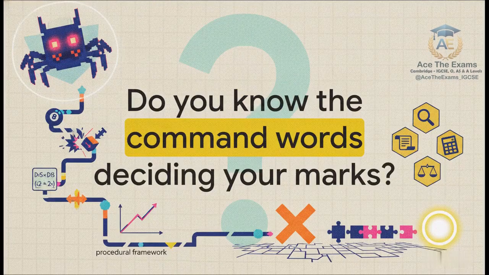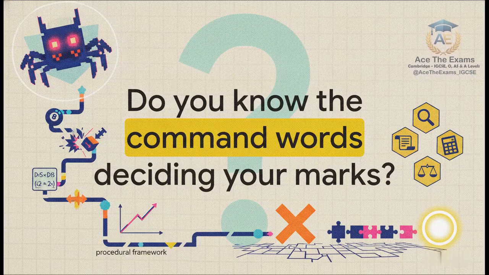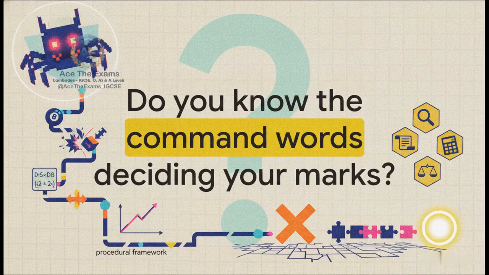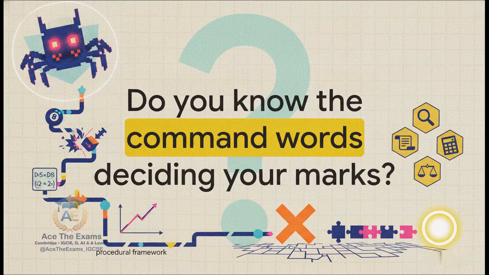So you've survived the 2D boss fights today. You know the vectors, you know the conservation rules, and you understand the method mark strategy. But here's the ultimate question to leave you with. Do you know the exact command words that actually decide your mark band? Because if you don't know the examiner's difference between state, explain, and evaluate, all that physics knowledge won't save your grade. Understanding command words is your absolute mandatory next survival step. So what do these words really demand from you? Well, that is exactly what we're tackling next time.